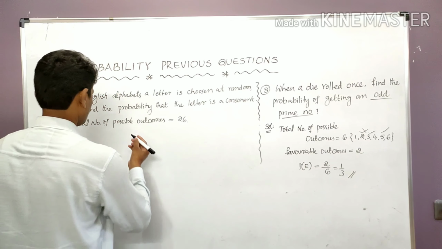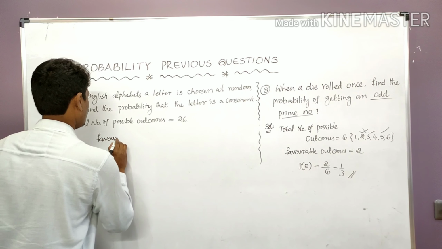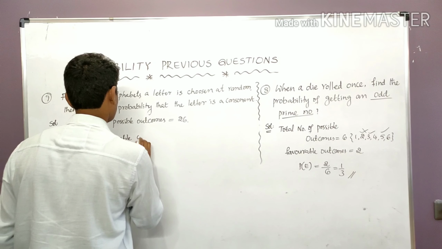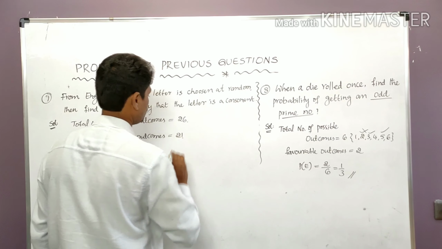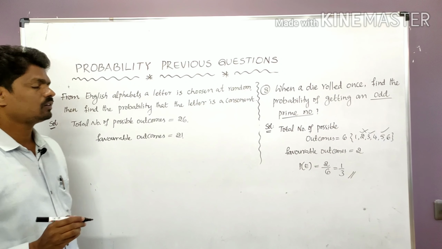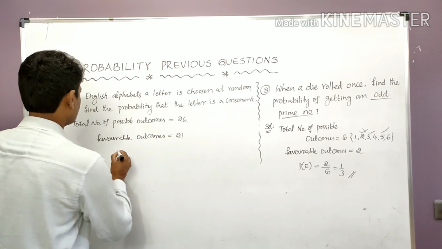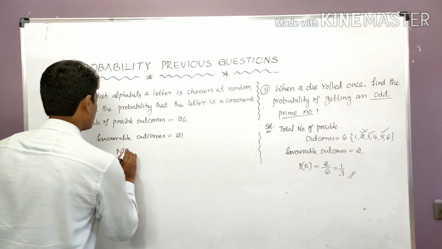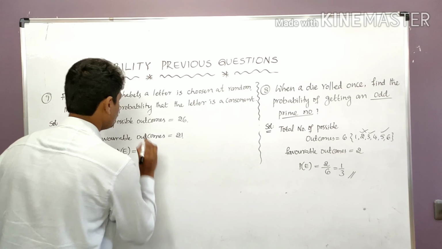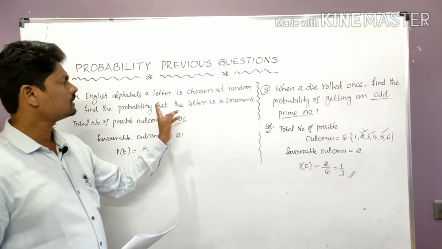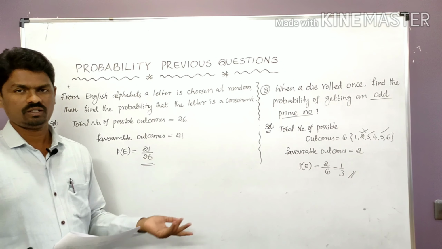So favorable outcomes equal to, consonants how many? Consonants equal to 21. So among 26, 5 are vowels and 21 are consonants. Therefore favorable outcomes equal to 21. Therefore probability of E is equal to 21 divided by 26. Then what is the probability that the letter is a vowel? Then it becomes 5 by 26.